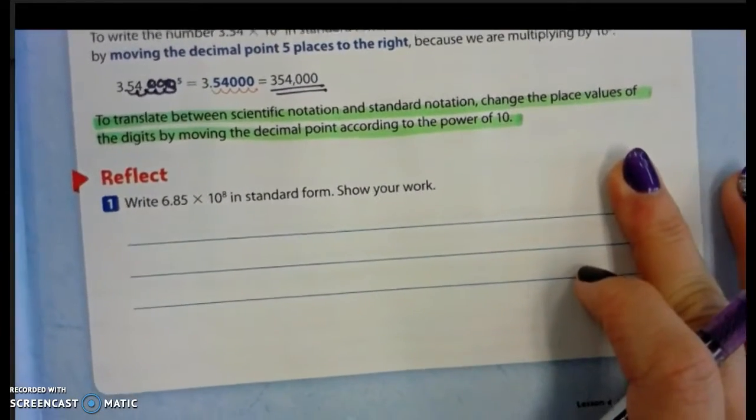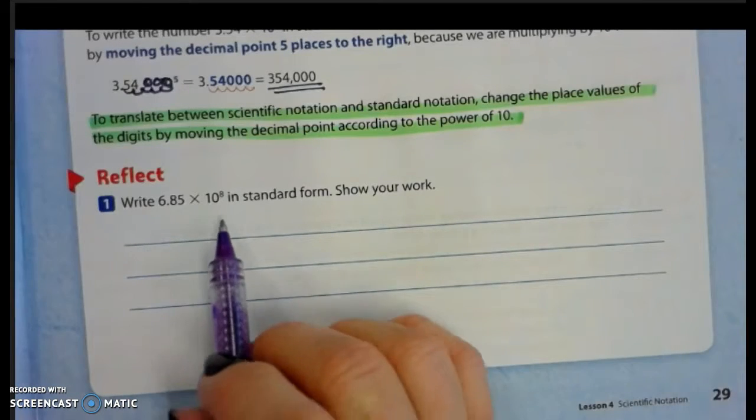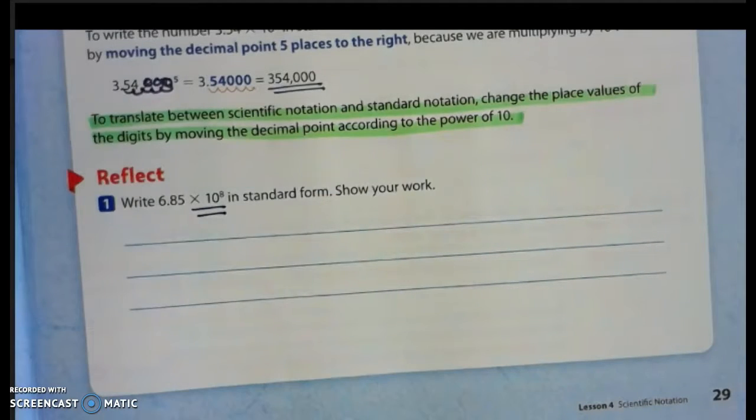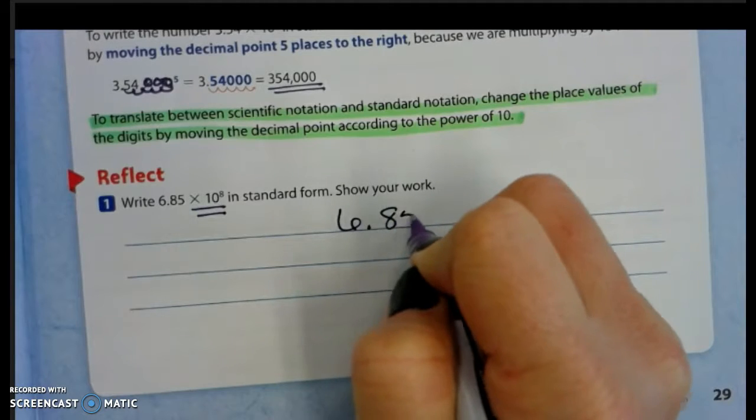We've got another example problem here. 6.85 times 10 to the 8th. They want this in standard form, which means get rid of the base 10. Now, our number is 6.85.